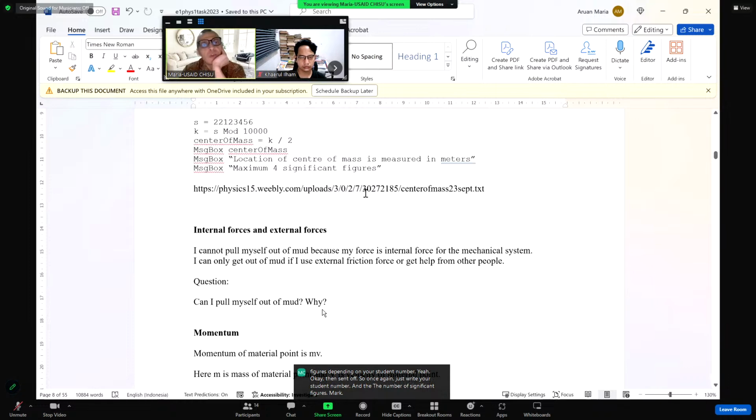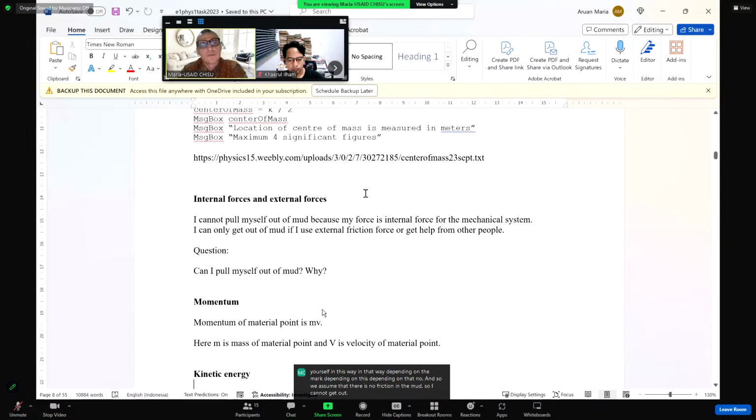So I cannot pull myself out of mud because internal force cannot change the location of the center of mass. Because some of you write, oh, you can pull yourself in this way, in that way, depending on the mud, depending on this, depending on that. No. So I assume that there is no friction in the mud, so I cannot get out. Someone else should help me. I cannot pull myself out of mud, yeah?